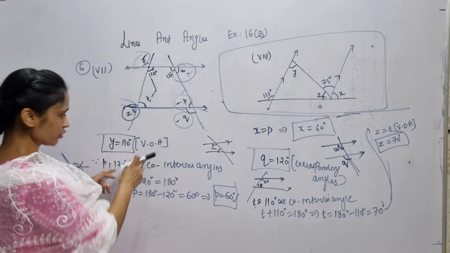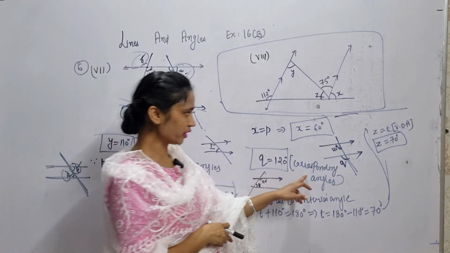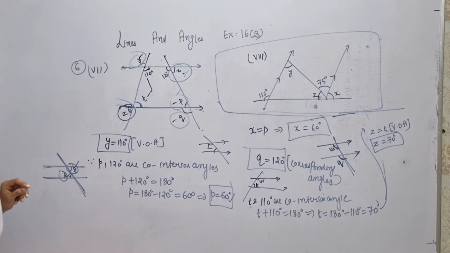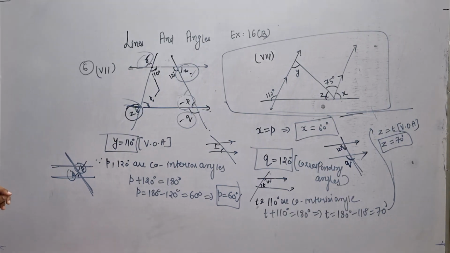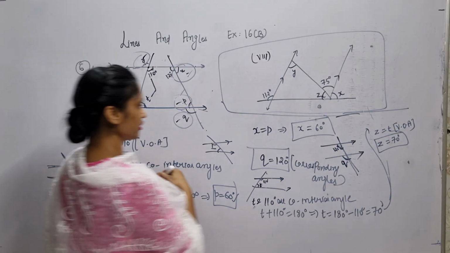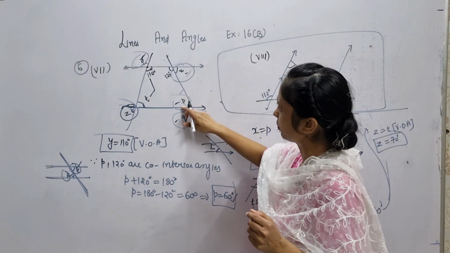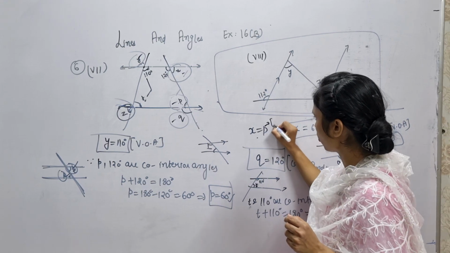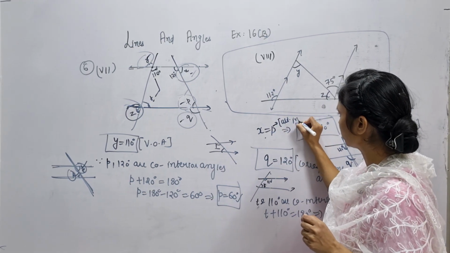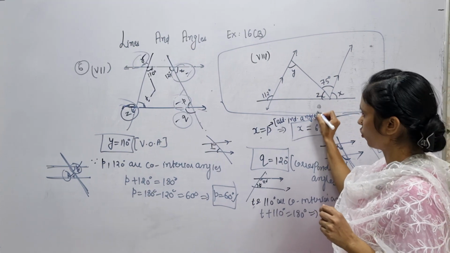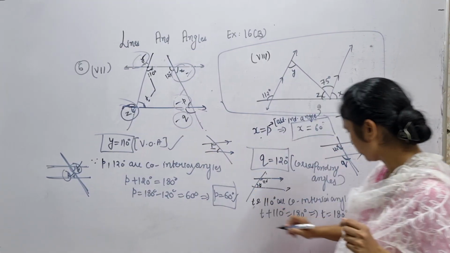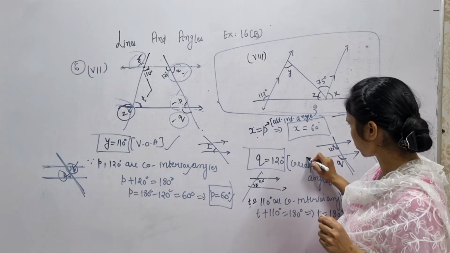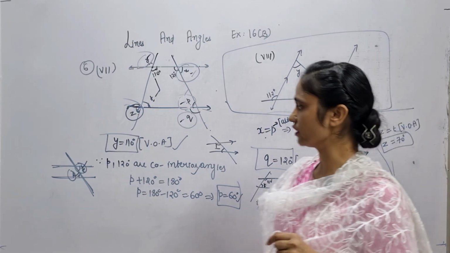Okay, which properties we have used? Vertically opposite, co-interior angle, corresponding. Okay, and we haven't used alternate interior. X is equal to P. We haven't written the reason here. No, X is equal to P. Why? X and P, alternate interior angles. Write the reason here also. The reason is alternate interior angles. Okay, vertically opposite angle, co-interior angle property is used twice, and then corresponding angles and alternate interior angles.